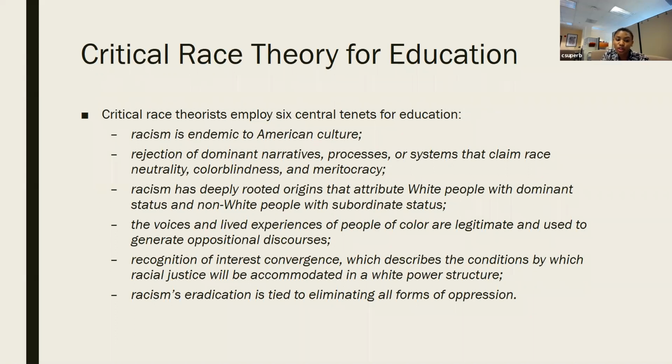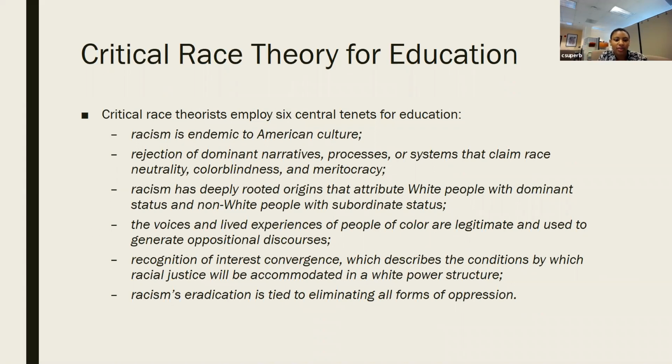The next thing to note, which is really important too, is the recognition of interest convergence. And so this is kind of what's going on today, right? It's understanding that racial justice will be accommodated by the larger society. So when the interests align for racial justice and the larger white society, then we will see racial justice. And so you can understand that it's not that these things just started happening this year, they've been happening for a really long time. It's just that now society is aligning with racial justice, and we hope to see some change.